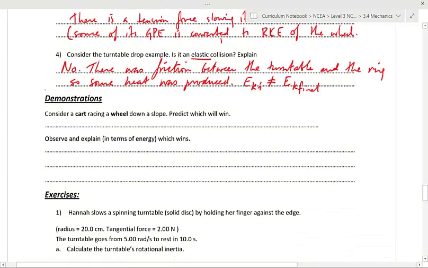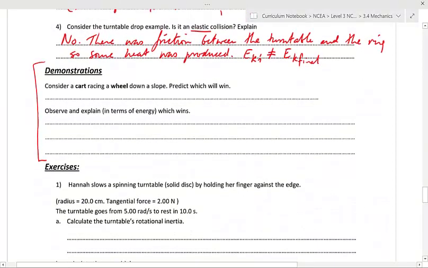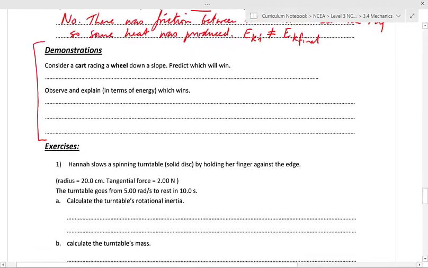Okay, we can't really do this demonstration at the moment, but we can still do it as a little thought experiment. So if we have a cart that races a wheel down a slope, we can predict which will win using energy. So the cart will win. The reason the cart will win is that it has only its tiny little wheels that are going to be spinning. So we can say more of its gravitational potential energy will become translational kinetic energy.